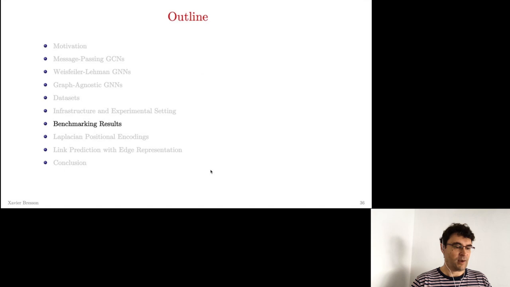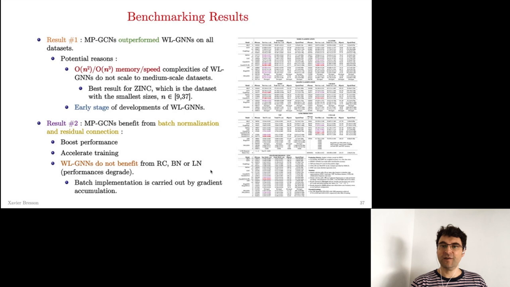Okay, so let me talk about the benchmarking results. So here are the results. It's a big table, so what I'm going to do is summarize the results of these experiments. Result number one is that the message passing GCNs outperform the WL-GNNs on all datasets. Potential reasons are that the memory and speed requirements are quadratic and cubic. So it can explain why you cannot scale to medium size.